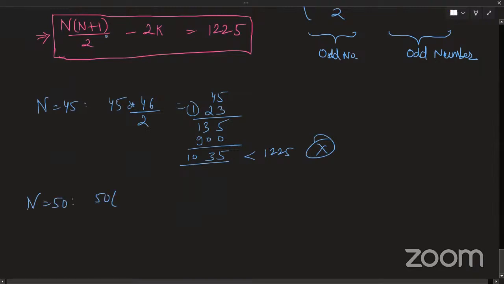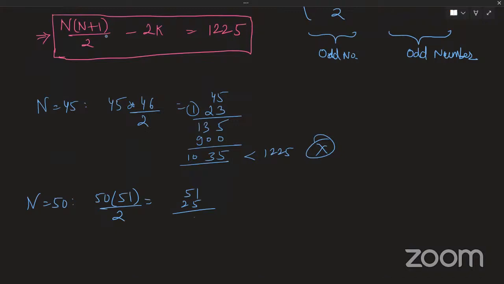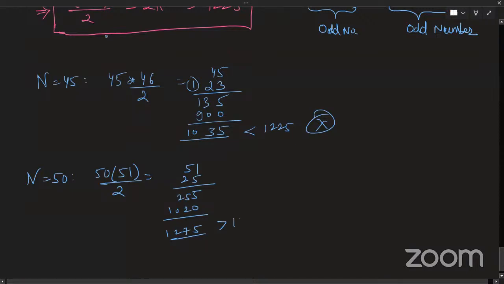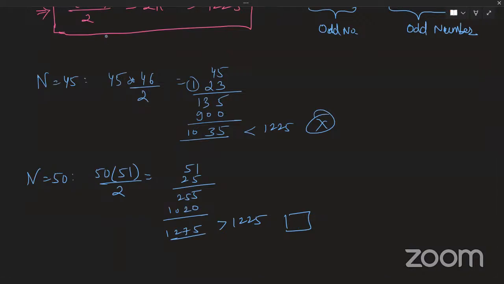So it is 50 into 51 by 2. Can you tell me 51 multiplied by 25? What is the value? So it is 1275. 1275 is greater than 1225, right? So it can work. Like may or may not work. But 1275 I am getting.